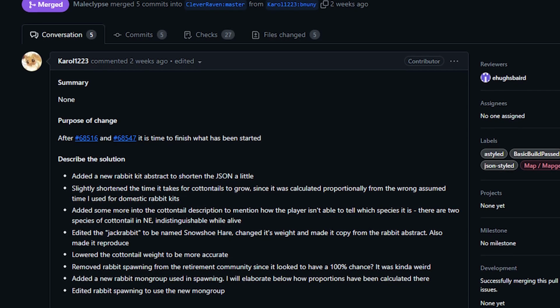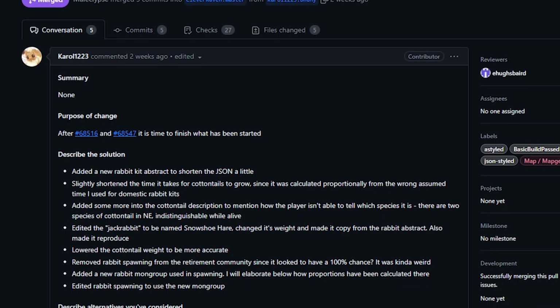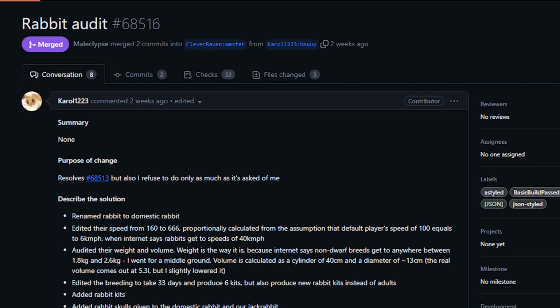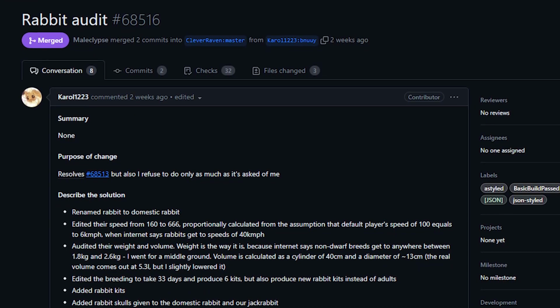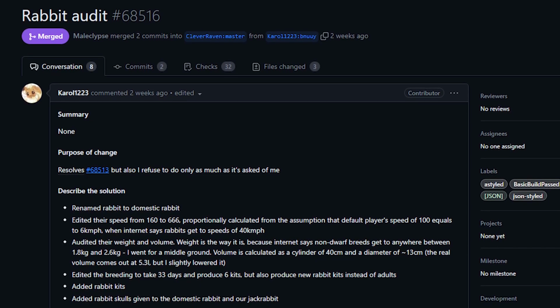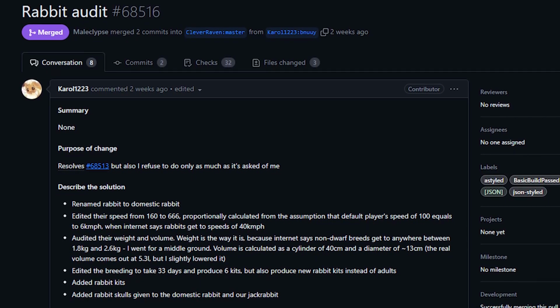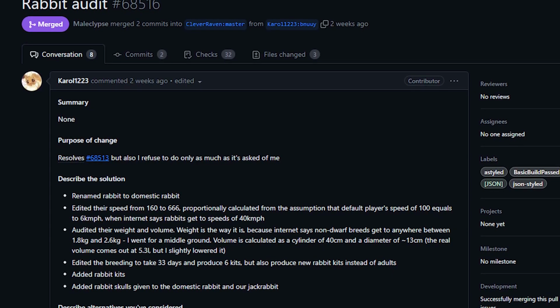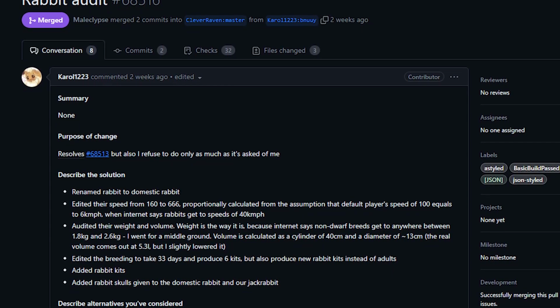Now, very few people actually raise rabbits in the game, even in the long term. It's just not something most people do. So although I think a lot of this is pretty nice, I don't think very many players will actually be affected in a significant way. There are links to the PRs in the description of this video if you would like to take a closer look at all the things that were changed.